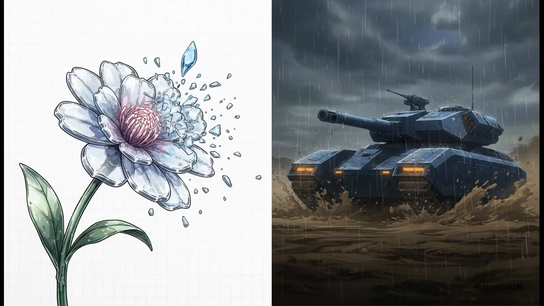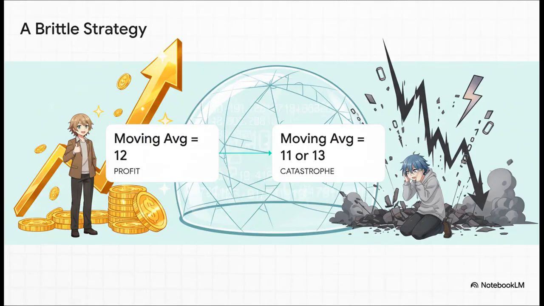So, one of the most powerful ways to do that is through something called parameter sensitivity testing. Here's the deal. A robust strategy shouldn't be a delicate flower that dies if the wind blows the wrong way. It should be a tank. And here is a perfect example of a delicate flower. Let's say your strategy makes a fortune with a 12-period moving average. But if you just nudge it to 11 or to 13, it's a complete catastrophe. If that's your situation, you haven't found a real market edge. You've just found a random statistical coincidence in your data. Your system is brittle, and I guarantee you it is going to break.